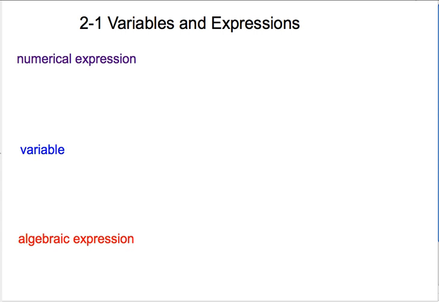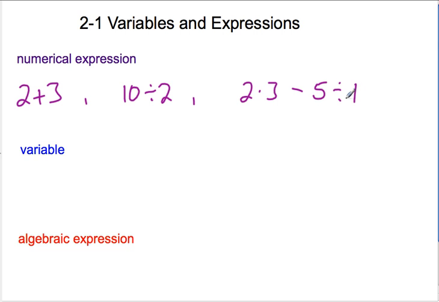In today's video, I'm going to talk about variables and expressions. We'll start with a numerical expression. A numerical expression is a mathematical phrase with only numbers and operation symbols. So, for instance, 2 plus 3 is a numerical expression, or 10 divided by 2 is a numerical expression, or 2 times 3 minus 5 divided by 1. That is a numerical expression.